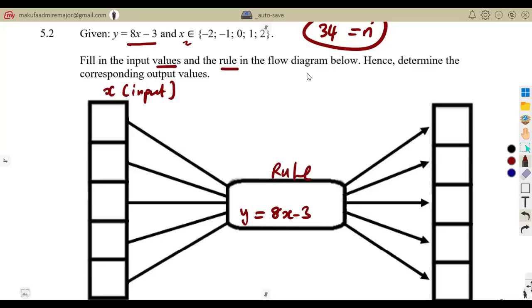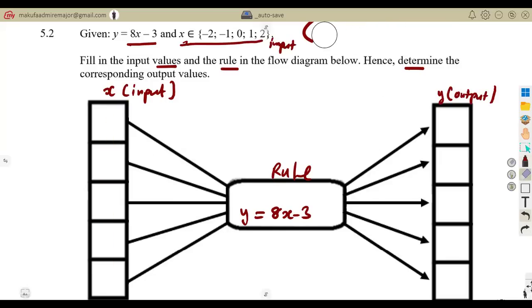8x minus 3. We are given the rule in this formula. Hence, determine the output values. So they say fill in the output, because we are already given the x values. We already have the input there. The input values are already there.